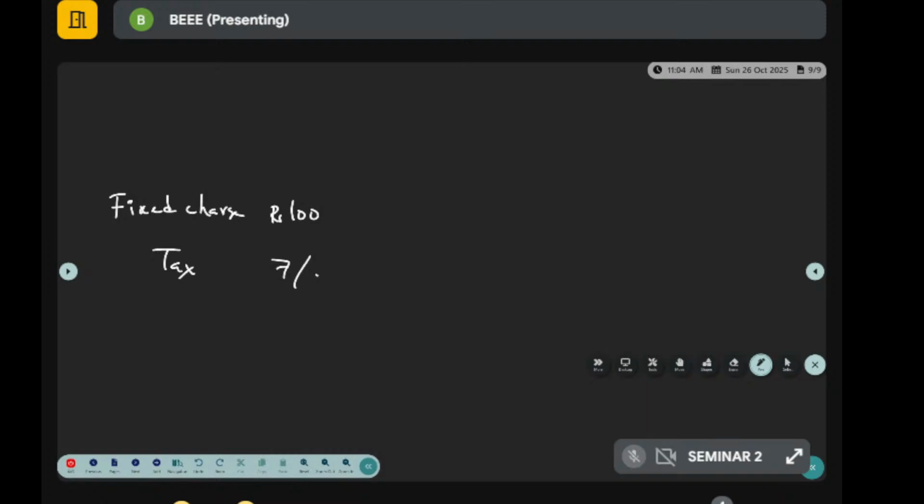These are called additional charges. They are not given in the question, but they are available in the electrical bill. After calculating the units and getting the bill, you have to add these two: one is the fixed charge, whose other name is consumer charge, and the other is tax, or you can say cess.